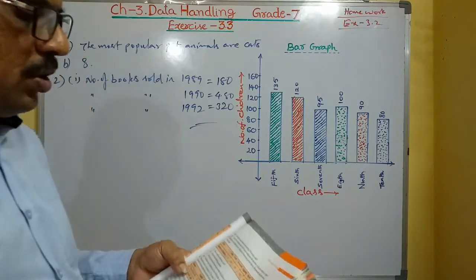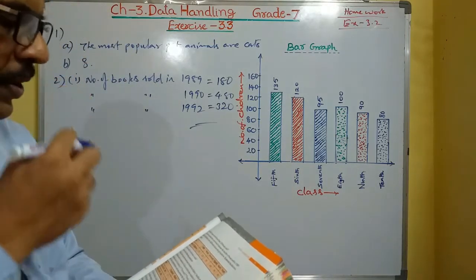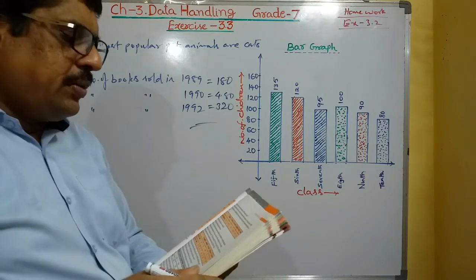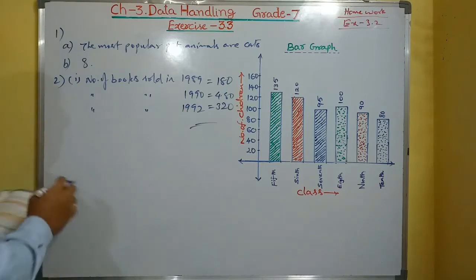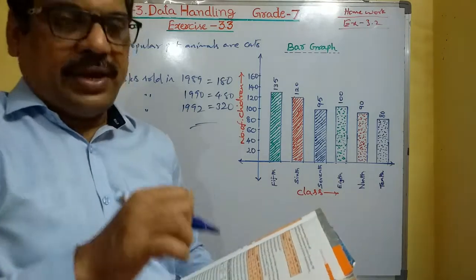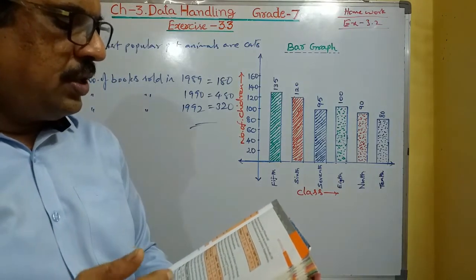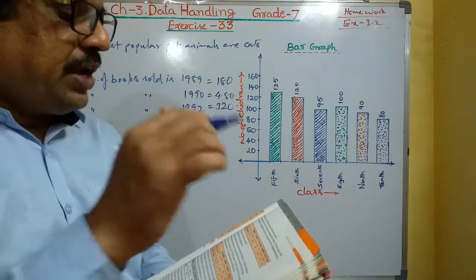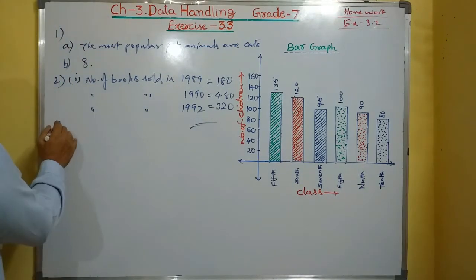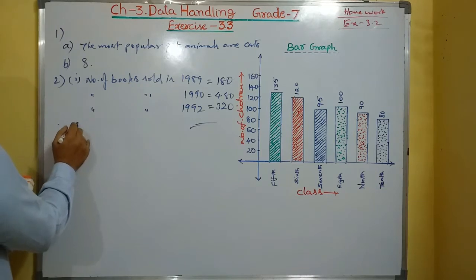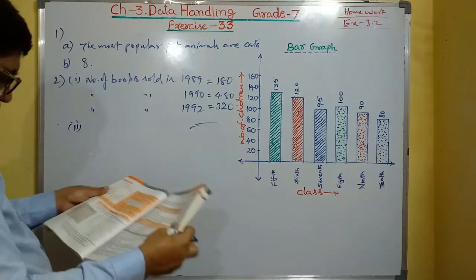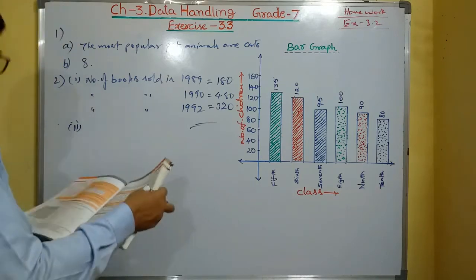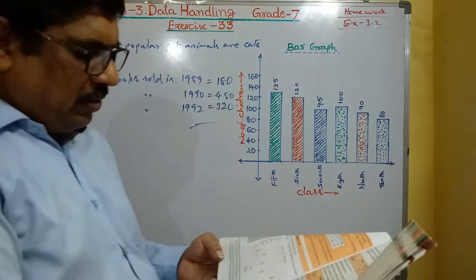Still there. Now look at the third question. In which years were fewer than 250 books sold? Fewer than means less than. So in which years were less than 250 books sold? Okay, the first question is already answered. Now we have to answer the second one.